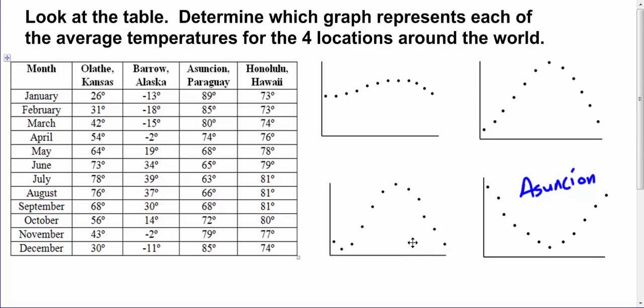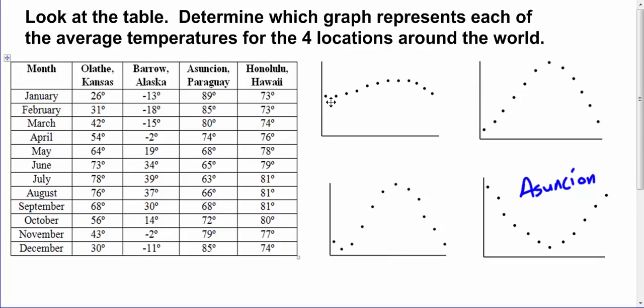Now we've got 3 other cities, Olathe, Barrow, Alaska, and Honolulu, Hawaii. 3 of the best resort towns in the world, of course. Now, what we can see when we look at Olathe is that it starts fairly low, 26. It moves as high as 78. That's average temperatures, by the way, not average high temperatures. And then down to 30. Okay, so let's then look and see.